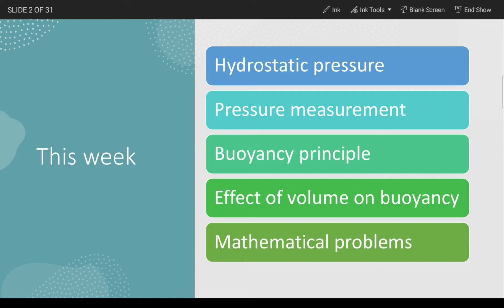This week, just to give you all a glimpse of what we are going to be looking at, we'll look at what hydrostatic pressure and hydrostatic force are. We'll be looking at some of the pressure measurement instruments. I'll just introduce them to you. We'll be looking at the buoyancy principle that was stated so many years ago by Archimedes. We'll be looking at the effect of volume on buoyancy: when a material changes its volume, how does the buoyancy of that material change? And we'll be looking at some mathematical problems.